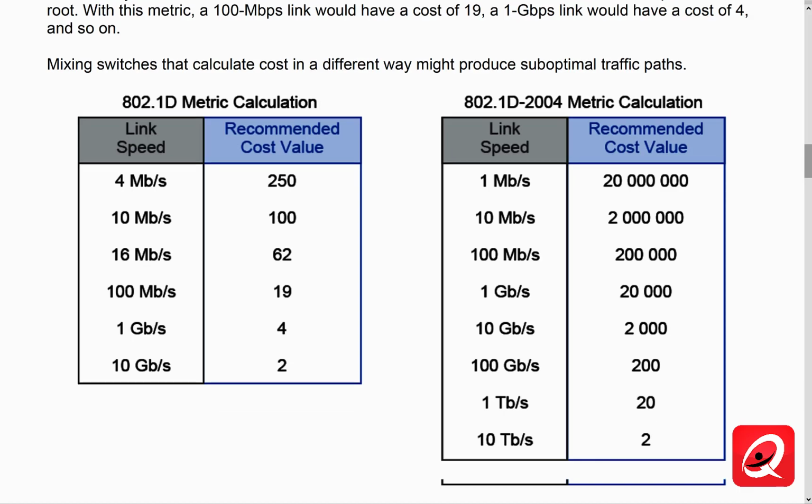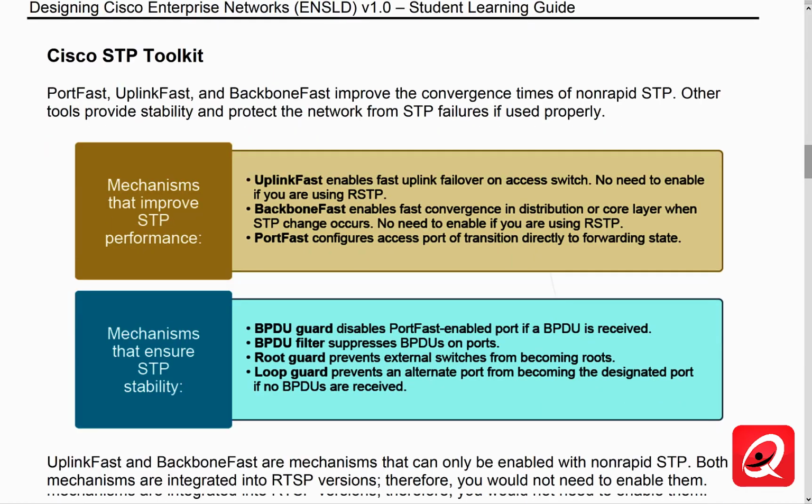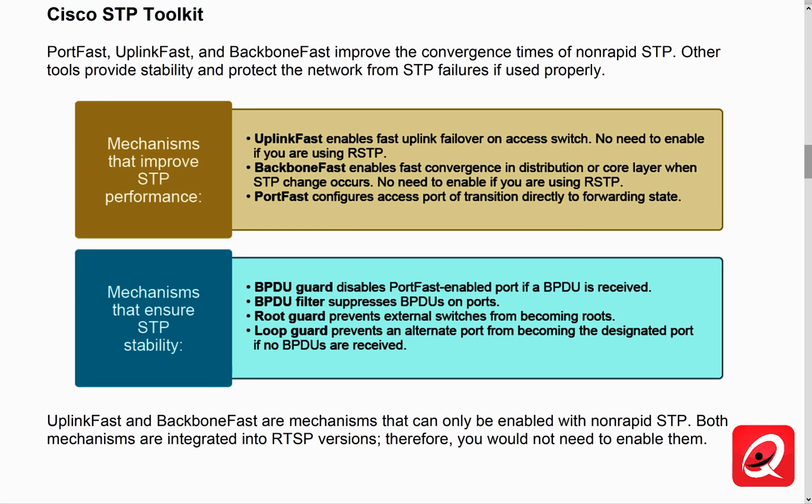All right. Another consideration is the spanning tree toolkit. There are a bunch of tools in the spanning tree toolkit. UplinkFast, BackboneFast, PortFast, BPDU Guard, BPDU Filter, Root Guard, Loop Guard, EtherChannel Guard, not listed here.